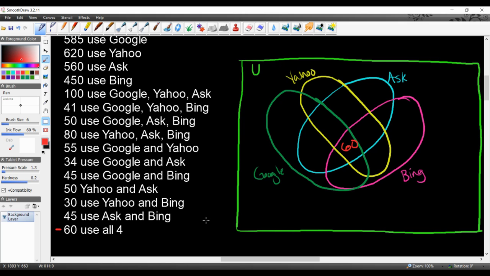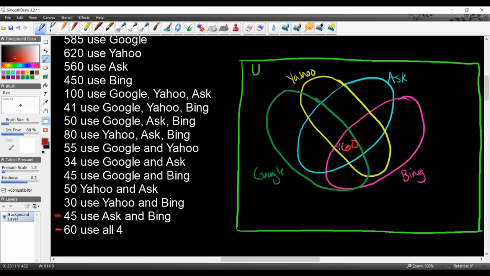Okay, I recommend drawing this pretty big so you can have a good idea and not have to erase too much. I'll do two more with you, and then you're going to have to figure out the rest as your homework. So now we're going to look at the next one. It says 45 use Ask and Bing. So Ask is my blue circle, and Bing is the pinkish purple circle here. So these two overlap right here.